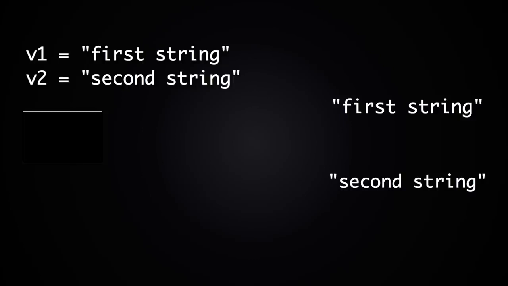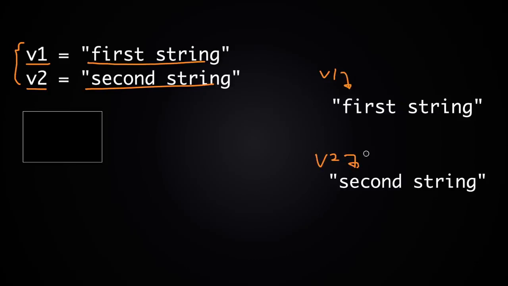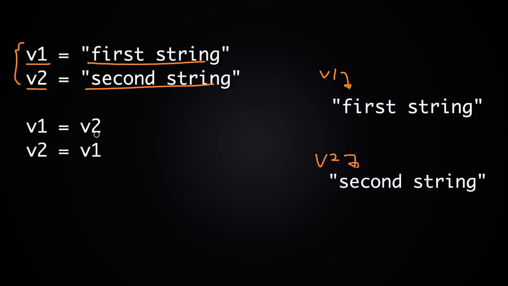When you see this problem, you might say, well, it's actually pretty simple. Once we have v1 equal to first string and v2 equal to second string, so that's v1 referring to this string and v2 referring to this string, we can just write v1 equals v2 and then v2 equals v1 and we're done. But actually this solution is wrong, because when we execute this line, v1 equals v2, v1 now refers to whatever v2 refers to, of course, which is second string.